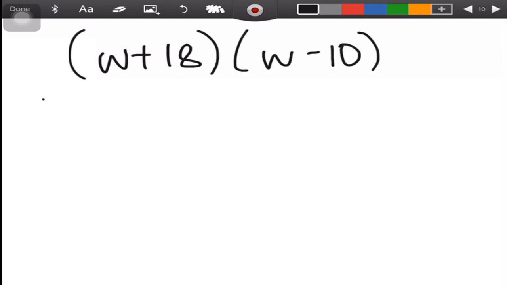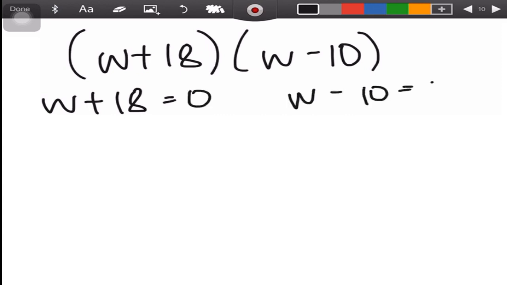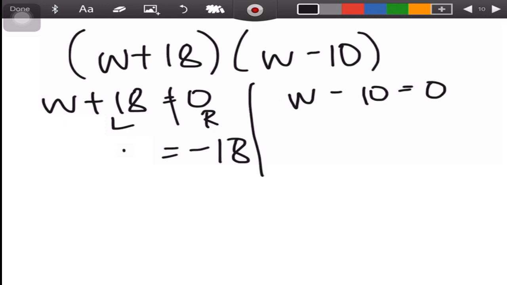Next, we will write the factors, and then we will equate them to 0. So we will have W plus 18 equals 0. W minus 10 equals 0. And then we will use the transposition method, the left and the right side. So from positive 18, it will become negative 18. And then from here, left to right, negative 10 will become positive 10.